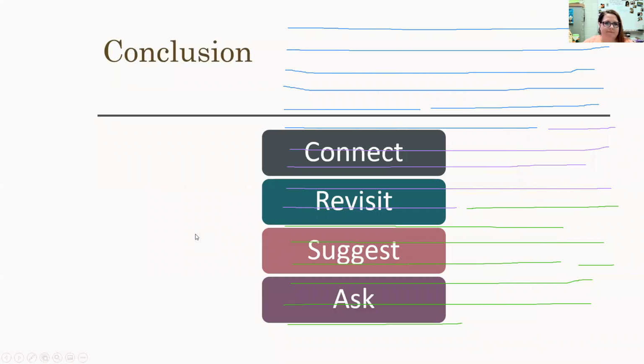And then the conclusion. Sorry, the annotation is still there and I don't know how to get rid of it. Anyway, the conclusion does a few things. And like I said, I don't have an example of a good conclusion yet, but it should connect your paper to the overall conversation. How does your paper fit into an overall discussion around your topic, around your issue, around your semester topic, anything like that? Revisit some of your main points and revisit some of the information in your introduction.